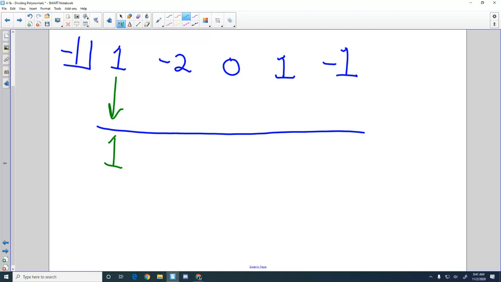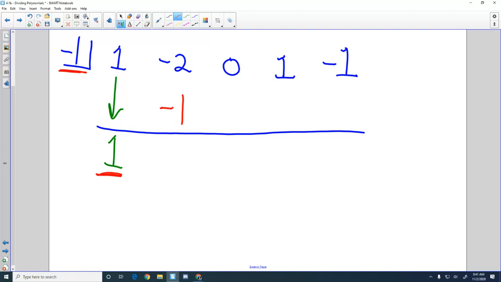And now here's how this process is going to work. You take the number below the line, which is a 1, and you multiply it by the number in the half box. So what's 1 times negative 1? A negative 1. Whatever you get is going to go above the line, but 1 spot over. So 1 times negative 1 was negative 1. That's why I wrote a negative 1 there in red underneath the negative 2.